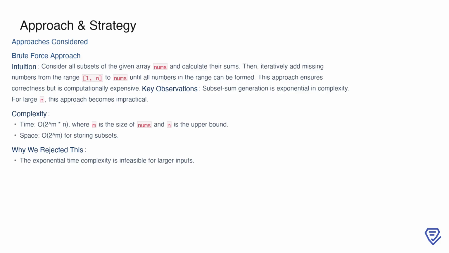While this approach is guaranteed to work, it's computationally expensive. Generating all subset sums has an exponential time complexity, making it impractical for larger inputs. Specifically, the time complexity is 2 to the power of m*n, where m is the size of the array and n is the upper bound. Additionally, it requires 2 to the power of m space to store the subsets. Because of this high computational and memory cost, the brute force approach is not feasible for larger inputs, and so we reject it in favor of more efficient methods.